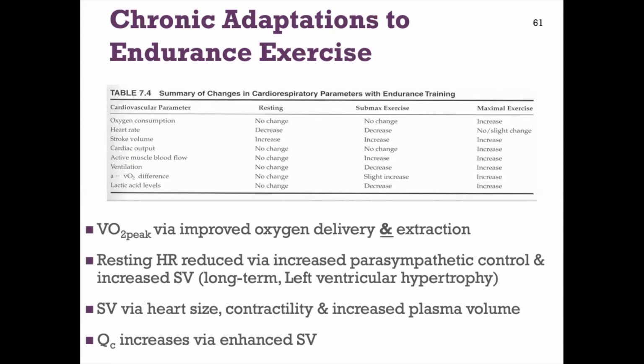The stroke volume increases because of our heart size, the contractility of how much it can pump out, and we also get an increase in our plasma volume. So literally our plasma, or the blood volume we have, will increase as well, which increases our stroke volume. And a lot of our cardiac output increases are coming because of these increases in stroke volume.